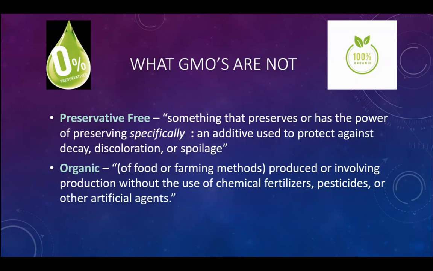According to the Merriam-Webster Dictionary, a preservative is something that preserves or has the power of preserving, specifically an additive used to protect against decay, discoloration, or spoilage. Therefore, a non-GMO would be preservative-free. There's also organic food that is classified as food or farming methods produced or involving production without the use of chemical fertilizers, pesticides, or other artificial agents.